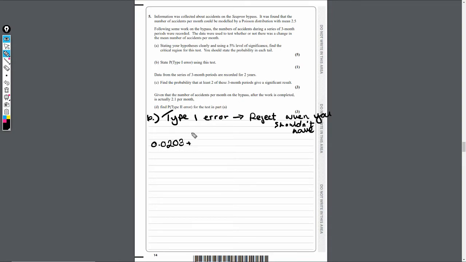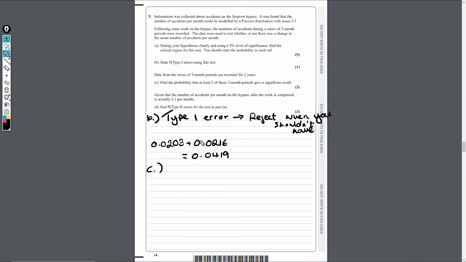0.0203 plus 0.0216. Add these together now, what do we get? Well, you're just going to get 0.0419. And there we go. So that's just the probability of a type 1 error using this test. Okay. Part C here.